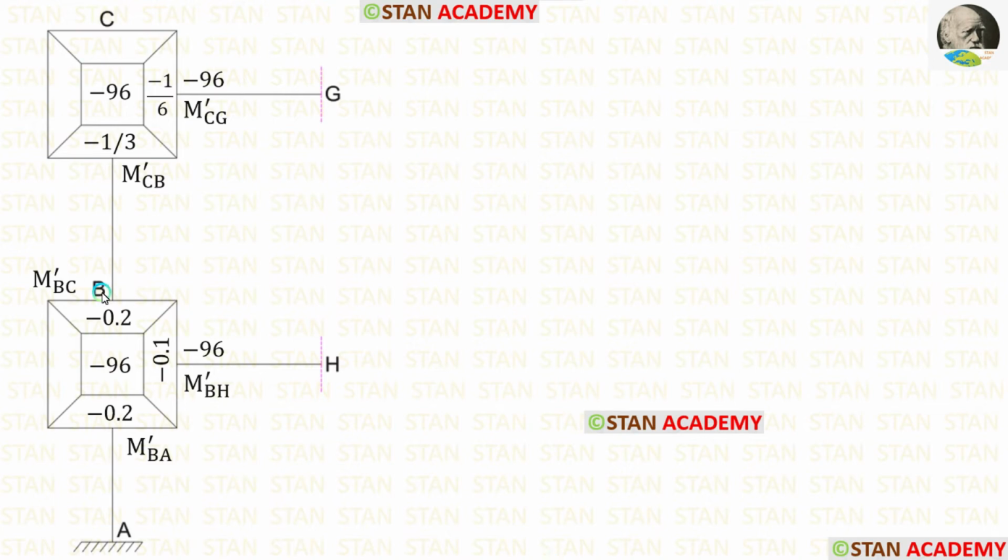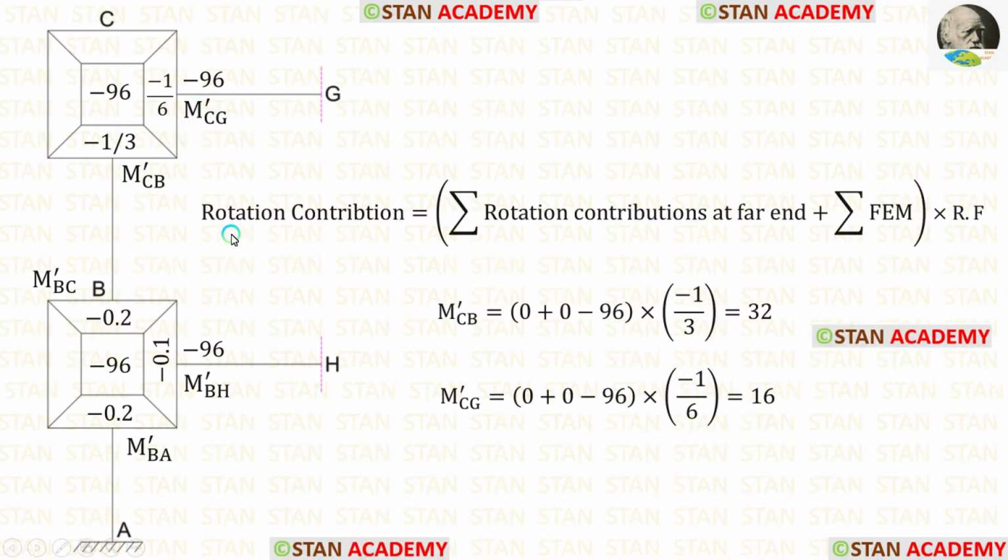In the joint B, we have three rotation contributions, M dash BC, M dash BH, and M dash BA. In the joint C, we have two rotation contributions, M dash CB and M dash CG. The formula to find the rotation contribution is summation of rotation contributions at far end plus summation of fixed end moments, into rotation factor. First, let us calculate the rotation contributions in the joint C.